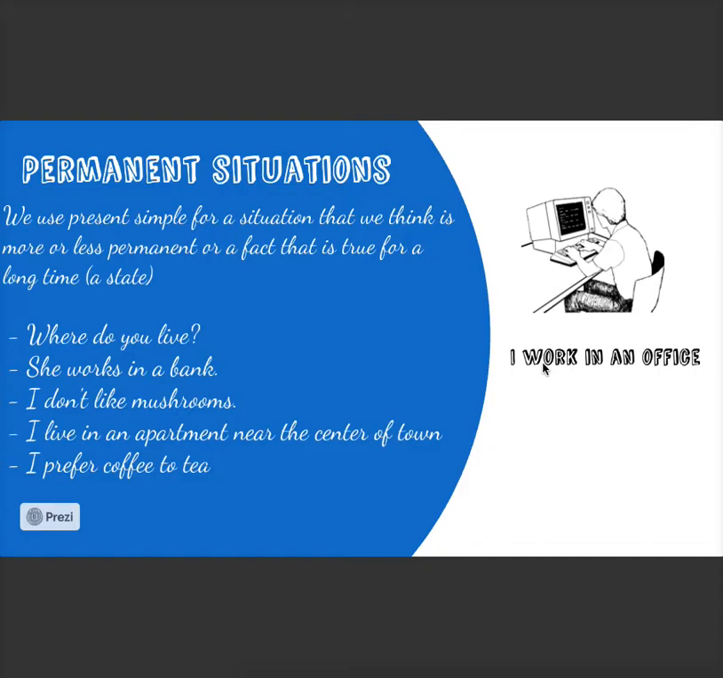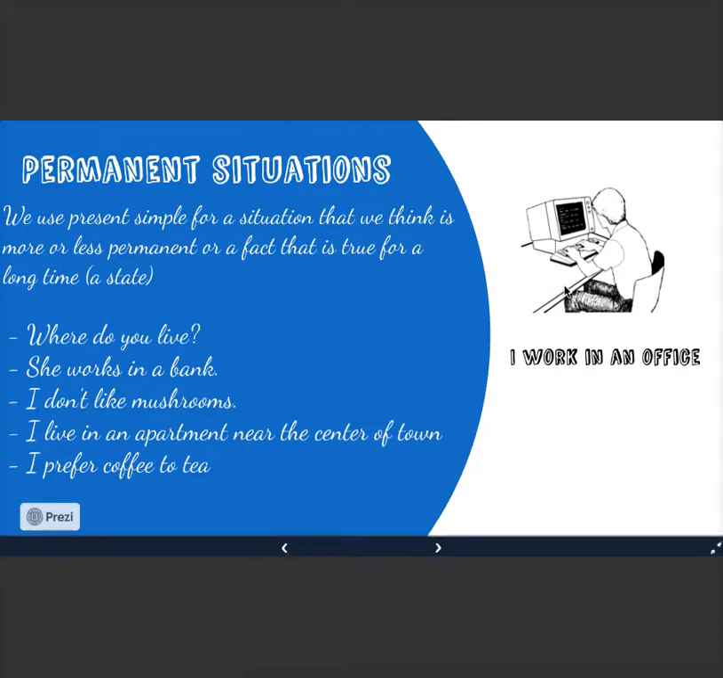Yo estudio en el GCA. Eso está pasando, ha venido pasando, lo estás viviendo ahorita, va a ser así por lo menos durante un año. Es algo permanente por lo menos durante este año. I study at GCA. We are going to check some other examples.